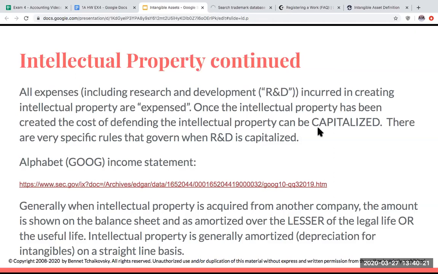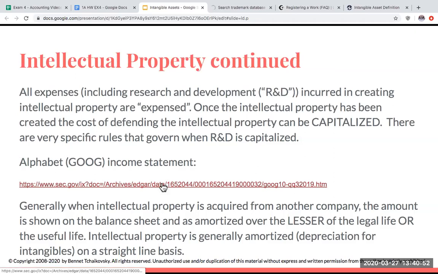Generally, if we're defending our copyrights, so, for example, George Lucas, when he owned the Star Wars franchise, if he wanted to prevent someone from creating a life-sized Han Solo, and they didn't have the rights to do so, that's something that he could go through and defend and actually capitalize those costs. However, there are very, very specific rules in terms of when R&D is capitalized.